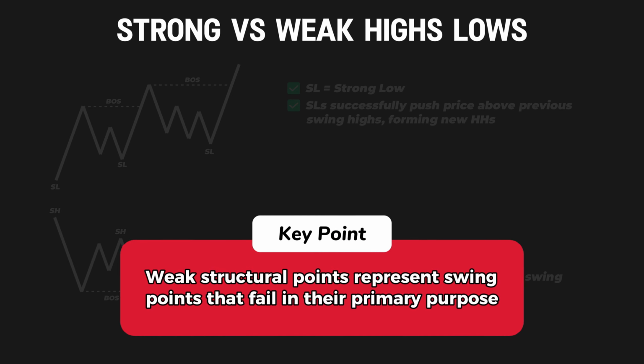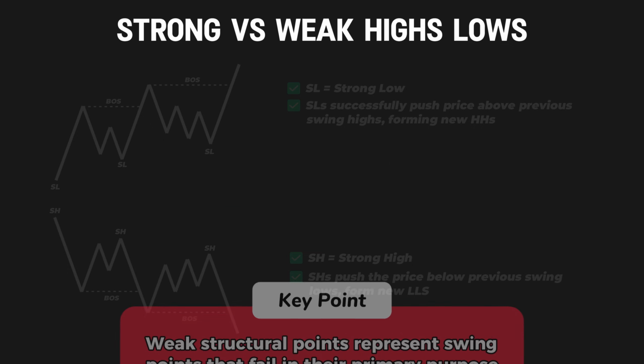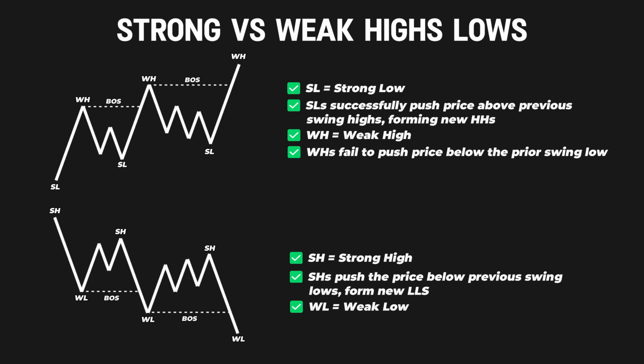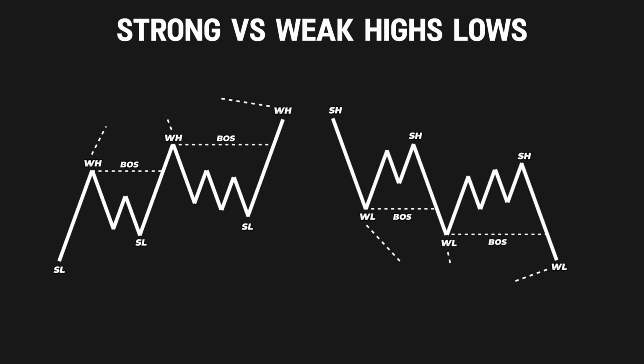boundaries. Conversely, weak highs or lows represent swing points that fail in their primary purpose. They do not succeed in creating new structural extremes. A weak high, for example, fails to push price below the prior swing low, indicating a lack of bearish momentum. Likewise, a weak low fails to push the price above the prior swing high, signaling weak bullish strength. Because these points have clearly failed their intended role in maintaining the trend, traders can confidently identify them as vulnerable targets for future price action.